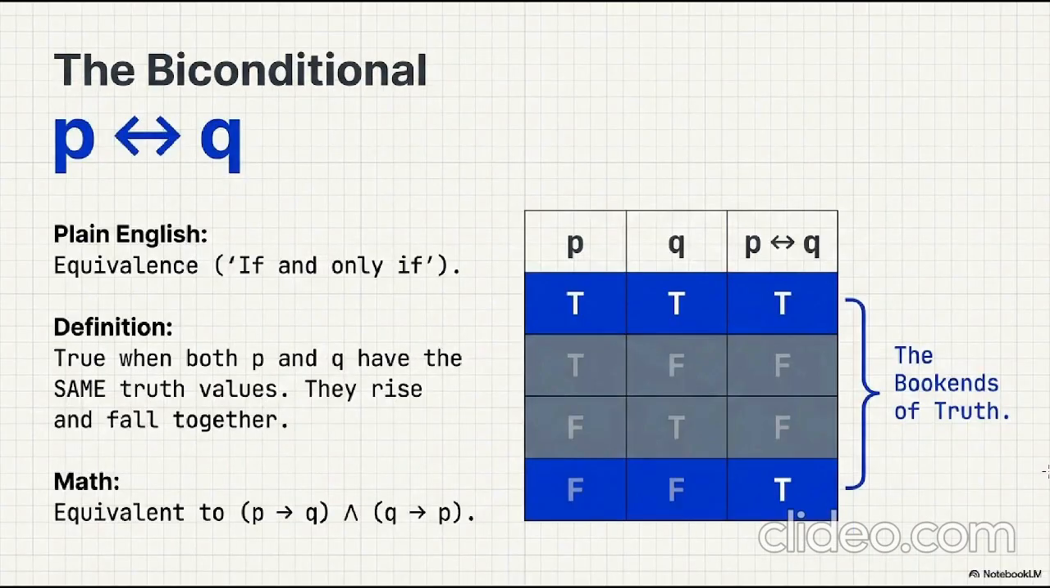The next one is the biconditional. The biconditional is written as P if and only if Q. It is true when both statements have the same truth value, either both true or both false. It is equivalent to saying P implies Q and Q implies P. So both directions must hold.